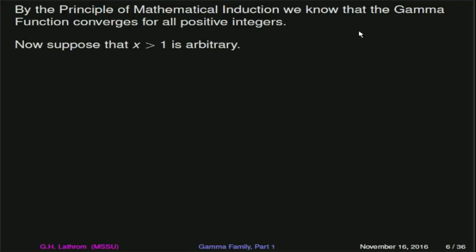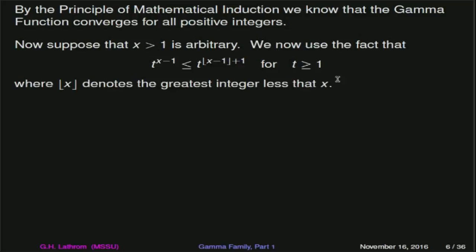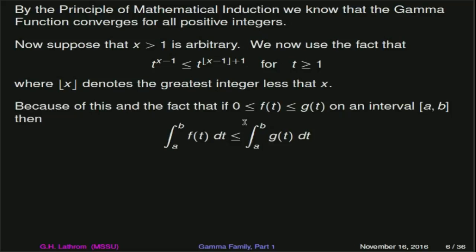So now if we let x be any real number, in particular any real number greater than 1, but we let it be arbitrary, now we'll use the floor function, so the greatest integer function. So we look at the greatest integer function that's less than x, we add 1 to that, and then we use this property from real analysis that if we have two functions, f and g, and f is greater than or equal to 0, and g is greater than or equal to f on an interval a, b, then the integrals also respect that ordering. So the integral from a to b of f is less than or equal to the integral from a to b of g.